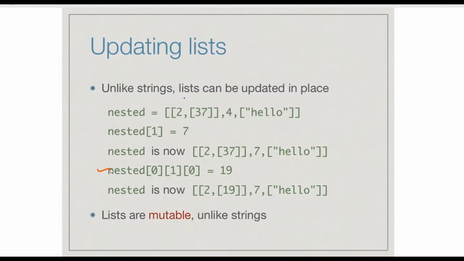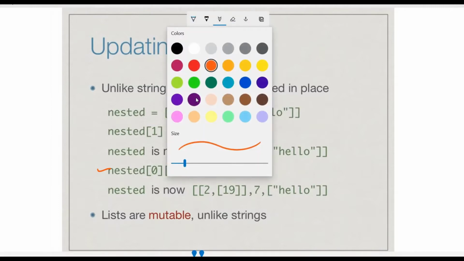This is the second example: nested 0 1 0 equals 19. What we are trying to do is take the index value 0, that is this complete list, go to the first position, and of this list go to the 0th index. Now you might be getting a little confused. Let me tell you what I'm trying to explain. Let me take another color.